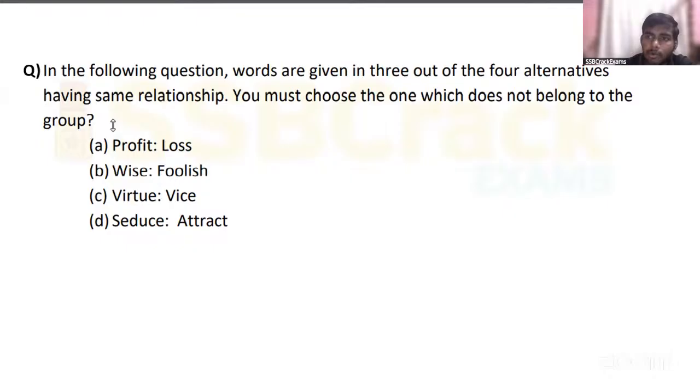Okay, let me go with another question. What is given in 3 out of 4? Okay, a similar question. We don't need to read. Profit, loss, okay, antonyms. That is attract. Again, no, this is not an antonym. Wise, foolish, antonym. That's why we can get the answer, because it is a synonym.